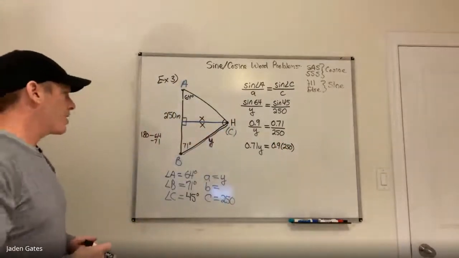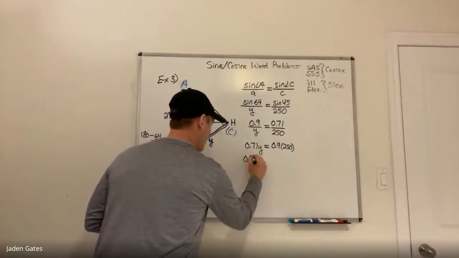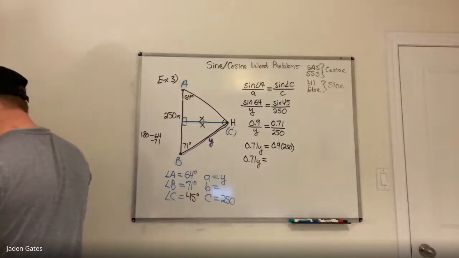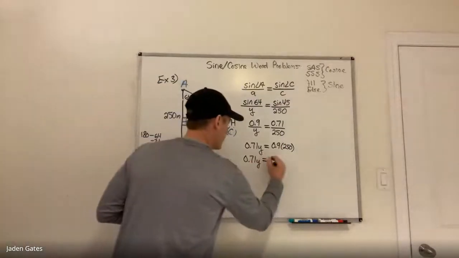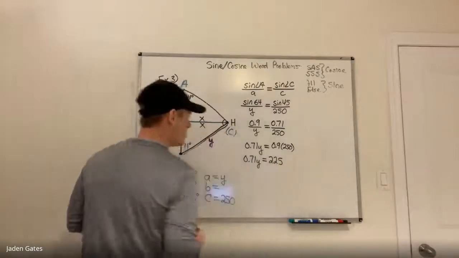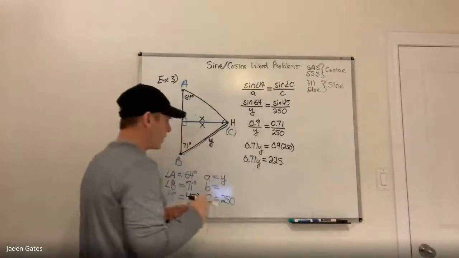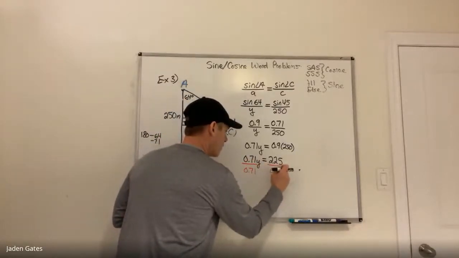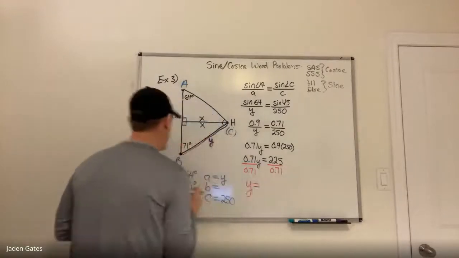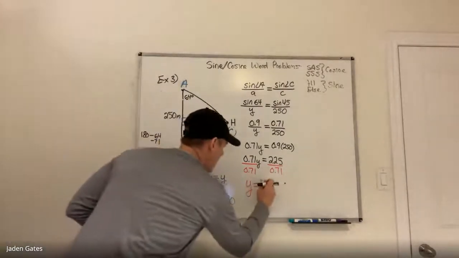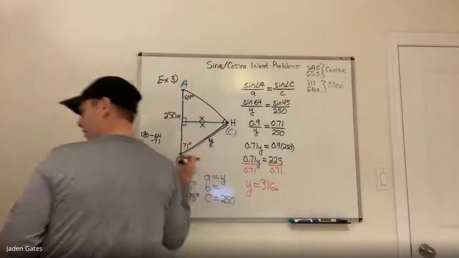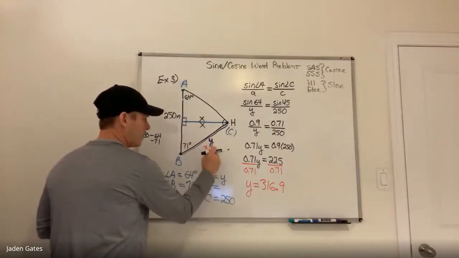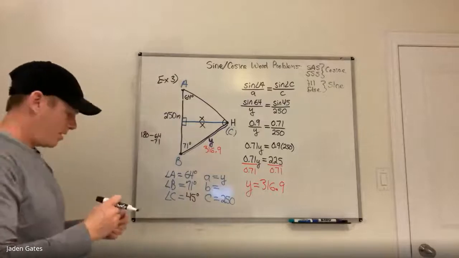All right, so now I can keep going here. Well, 0.9 times 250 is 225. And of course, to get y by itself, I divide both sides by 0.71. And I get my y value to be, let's see here, 316.9. So that's right here, 316.9. So I'm not done yet.